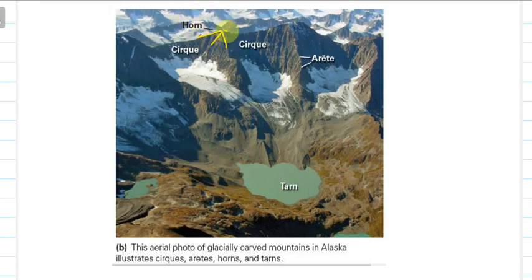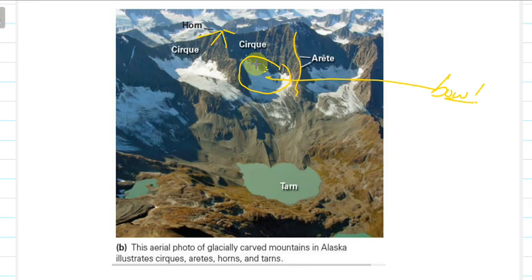This is basically a peak and aretes are basically these ridges. Okay, और ये सर्क है बीच में एक बोल शेप का फॉर्मेशन. ओके, इसको हम बोलते हैं सर्क. ओके, बोल शेप, जैसा कटोरा होता है ना, उस तरीके से. सो सर्क, arete, horn, these are all glacial erosional features.